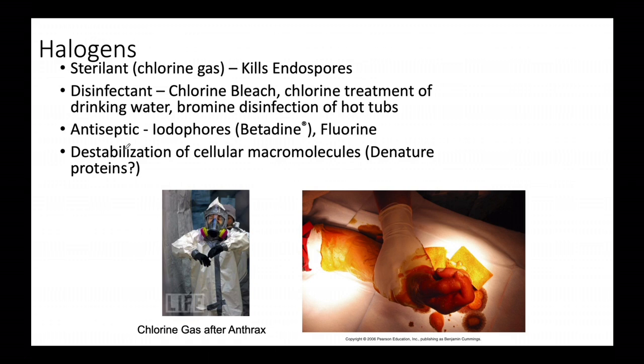And this one is a little bit harder to pin down as to what specifically it's doing in a microorganism. And so this is the best guess. So this is pretty generic. It destabilizes cellular macromolecules. So that could be proteins, that could be something else, but we know it's effective, but we just don't have a great handle on the exact mechanism of it. So that one's a little harder to tease apart.